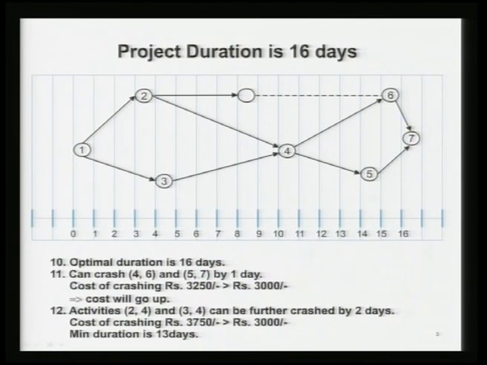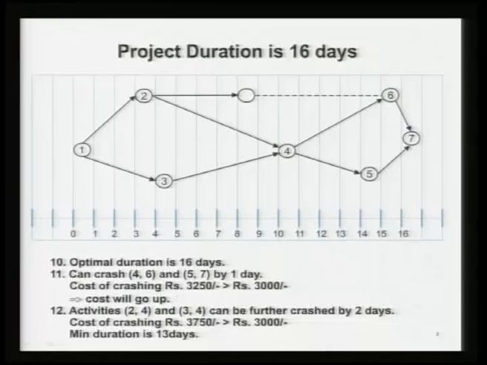So, therefore, this is the pair, because it has minimum cost among all the pairs that you can reduce. But the cost of crashing now is rupees 3250, which is more than the overhead cost. That means your reduction will be 3000, but your direct cost will go up by 250 more. So, therefore, we know that 16 days is the optimum duration of the project, because now for any set of activities that you crash, the rate of crashing is more than the overhead cost. So, therefore, the cost will go up.